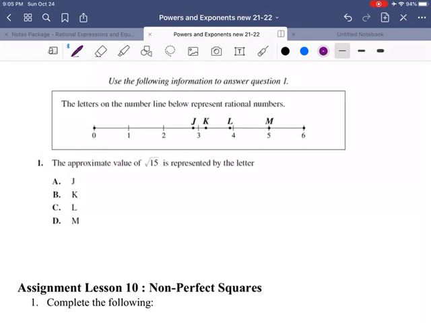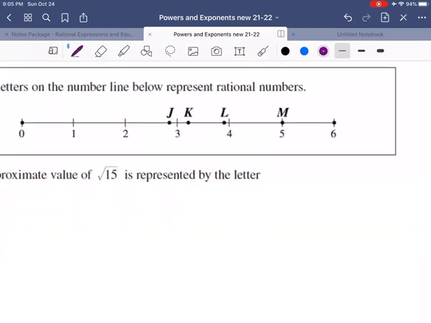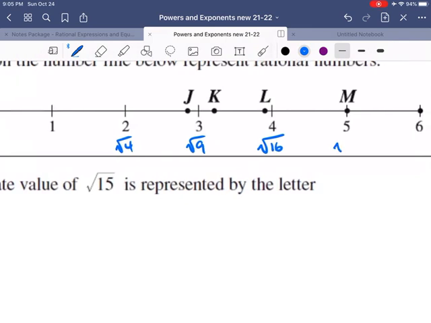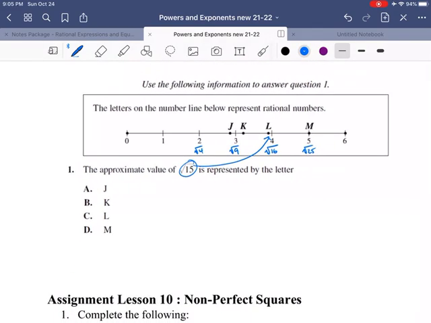Now the PAT question, multiple choice, so probably on the calculator section. The approximate root of 15 is represented by the letter. All right, well, number lines, square roots, you need to kind of connect what these numbers are. So this would be the root of 4, this is the root of 9, the root of 16, and the root of 25. Well, 15 is pretty close to 16, isn't it? So that's got to be letter L.